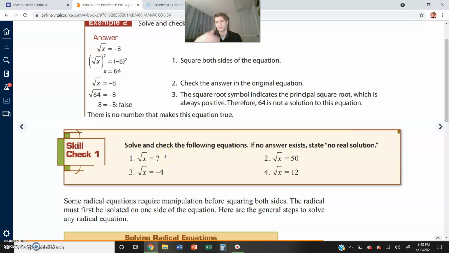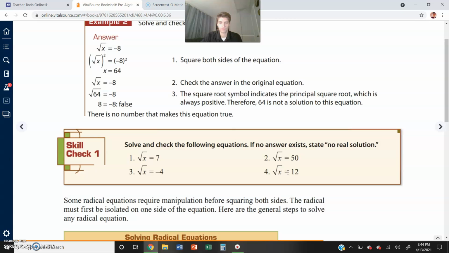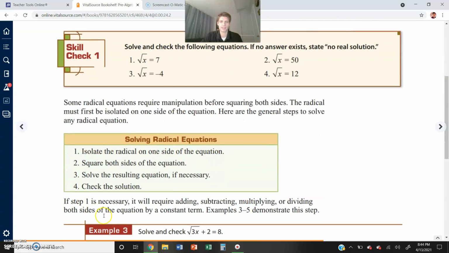So I'm going to give you a bit of time. If you need more time, then the substitute can pause it if needed. But we're going to check our answers right now. Number 1, x is equal to 49. You square both sides, and you get 49. Number 2, square both sides, you get 2,500. Number 3, we already said was no real solution. It's impossible. And then number 4 is 144.